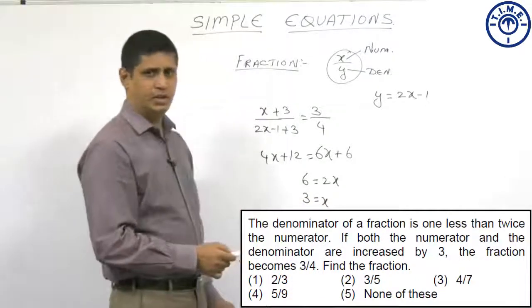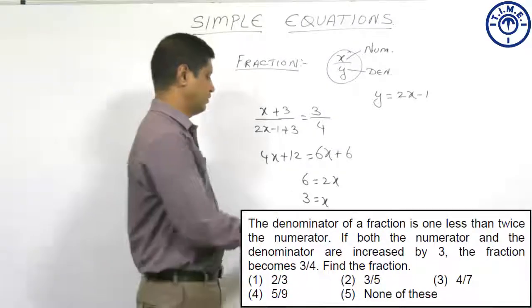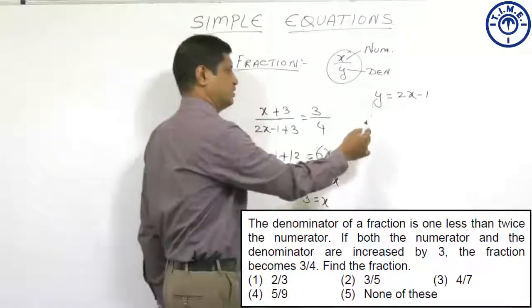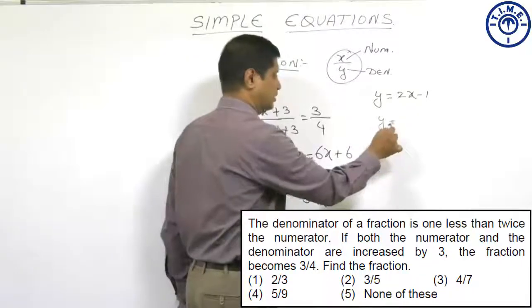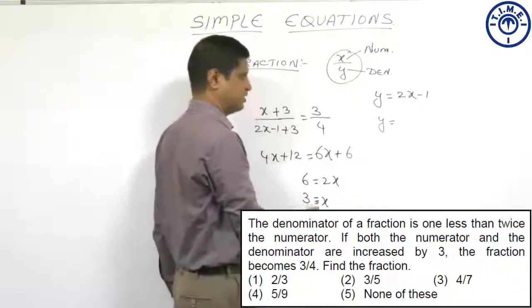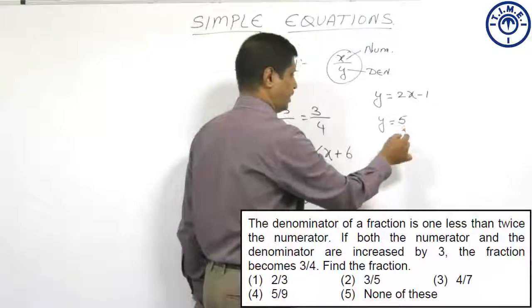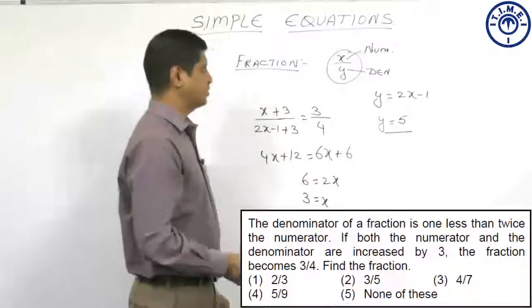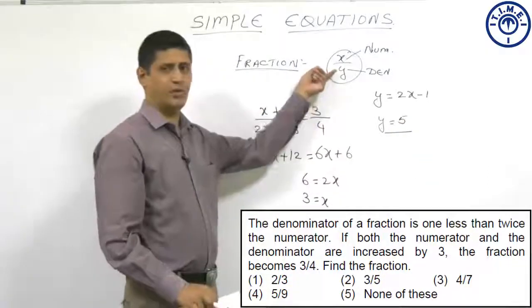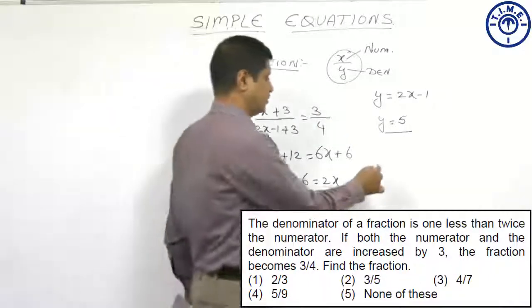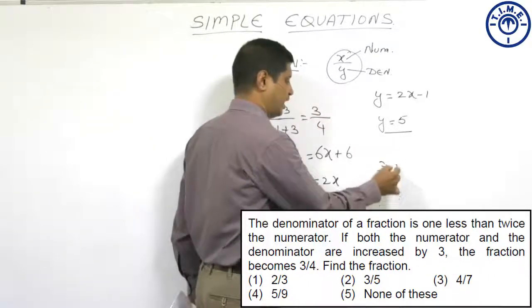When x is equal to 3, we get the value of y by substituting 3 as x. The value of y is 2 times 3, which is 6, minus 1, which is 5. Now what is a fraction? A fraction is in the form of x by y. So x by y means 3 by 5 is the fraction.